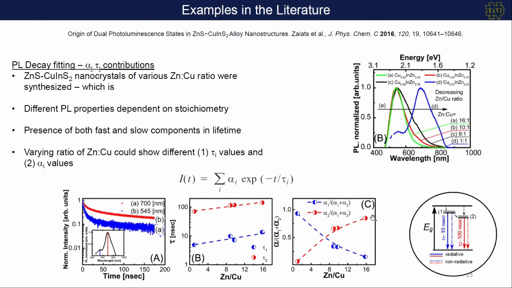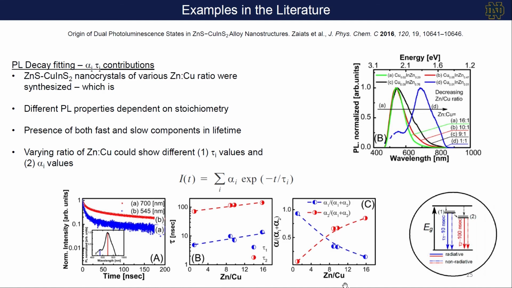The nice thing about this is using all this information, they're able to show essentially there are two different states. One is a short-lived, more blue-shifted emission with a tau of about 10 nanoseconds, and the other is a lot more red-shifted, and it has a much longer lifetime. We can start to preferentially show more and more of this emissive state if we change the composition.